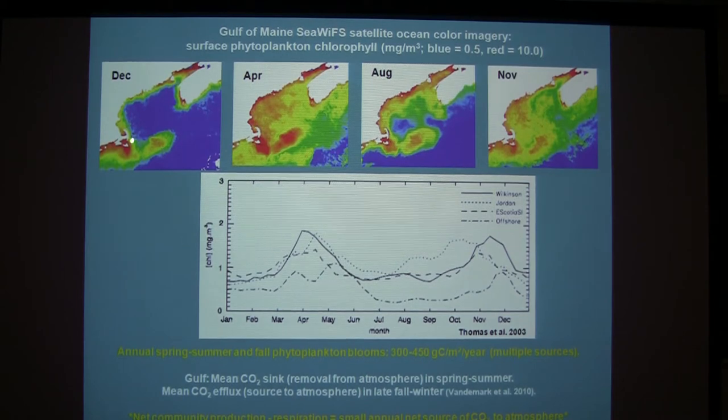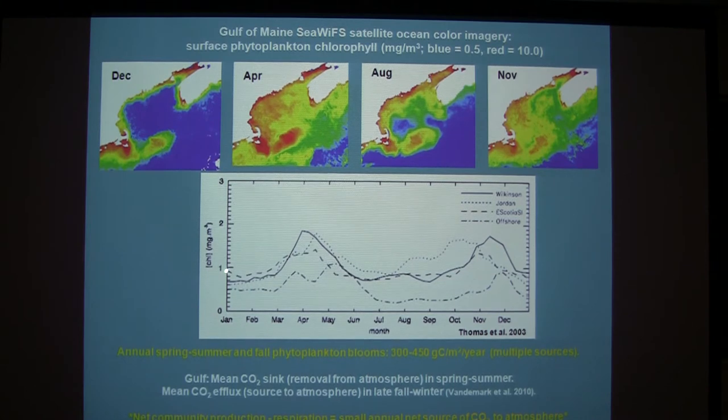So, December: think of blue as very, very low chlorophyll, and red being the higher end of the spectrum, quite high in terms of milligrams per cubic meter. So December, of course, winter, very low. Then we move into the spring bloom period, very high. August is kind of moderate. Then it drops again, and then we have another period in November where the chlorophyll is higher.